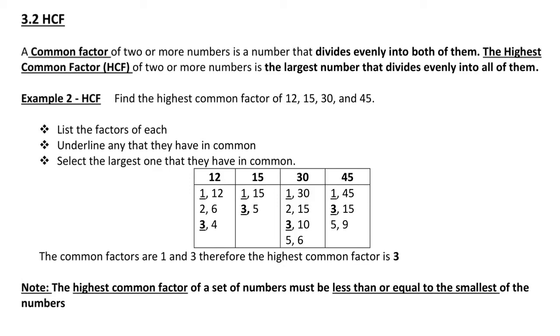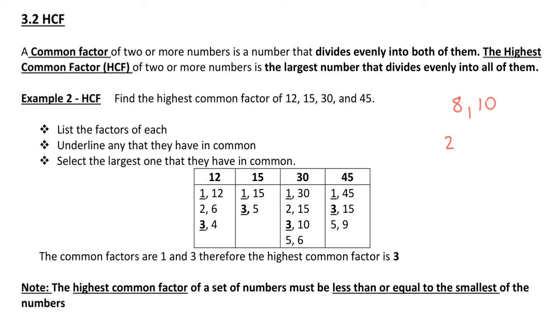So 3.2, HCF. We've already looked at factors, and a factor is a number that divides evenly into another number. A common factor of two or more numbers would be numbers that divide evenly into both of them. So if we had the numbers 8 and 10, 2 would be a common factor because it divides into both 8 and 10. And with common factors, we also have something known as the highest common factor, and that would be the largest number that divides evenly into them all.